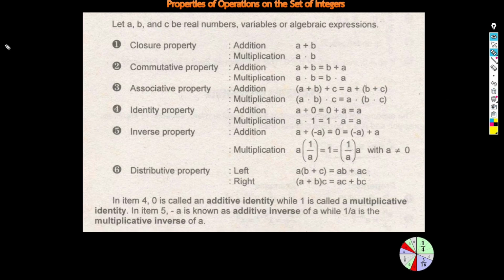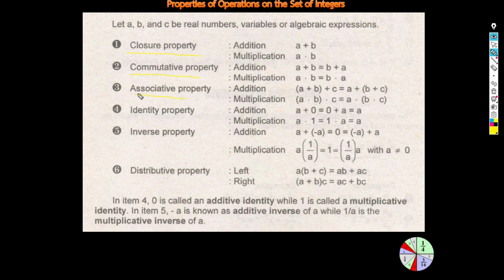Okay, let's review. Closure property, always remember, when two numbers are combined, it will produce another real number, whether addition or multiplication. Commutative property, when you commute or swap or exchange the order of numbers, a plus b you exchange to b plus a, and a times b you exchange to b times a, it will give you the same answer.